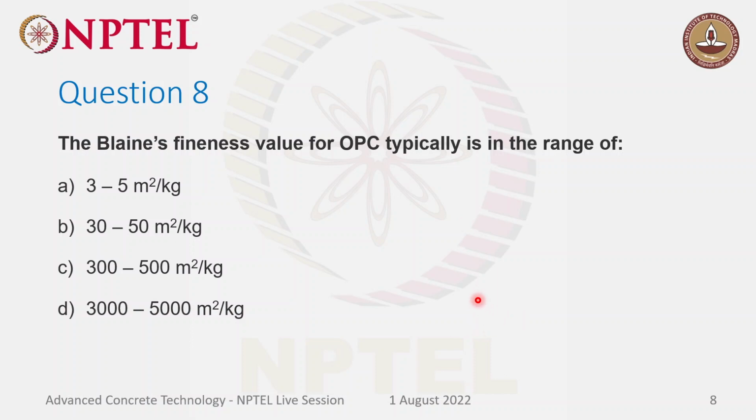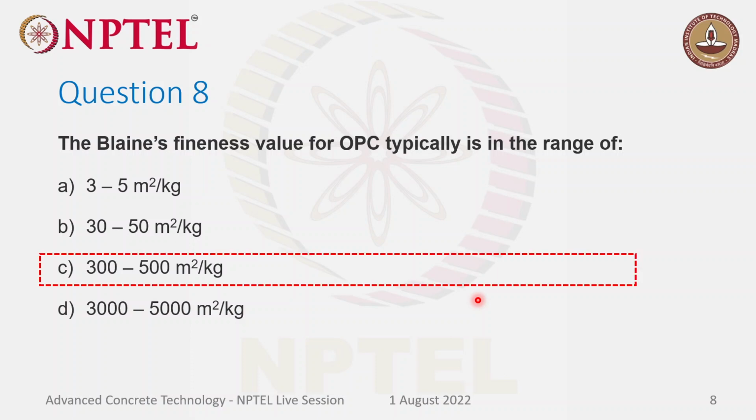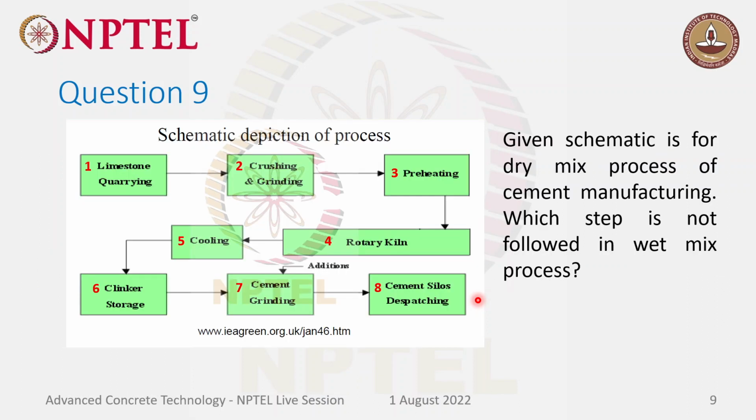Ma'am, it's 300 to 500 meters square per kg. Yeah, that's the right answer. Let me see the chat box later, and see what the response of the class is. Now let me move to question 9.